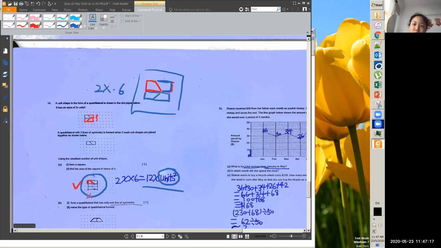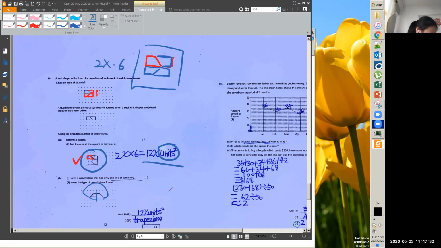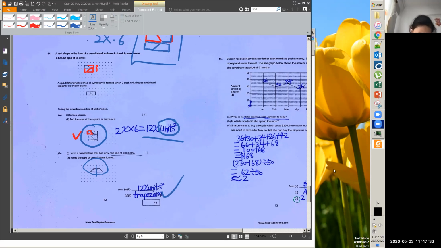Now, form a quadrilateral that has only one line of symmetry. Okay, this is one. So the one line of symmetry is here. Okay, very good. Name the type of quadrilateral. So this is called a trapezium. Very good. Okay, very good.